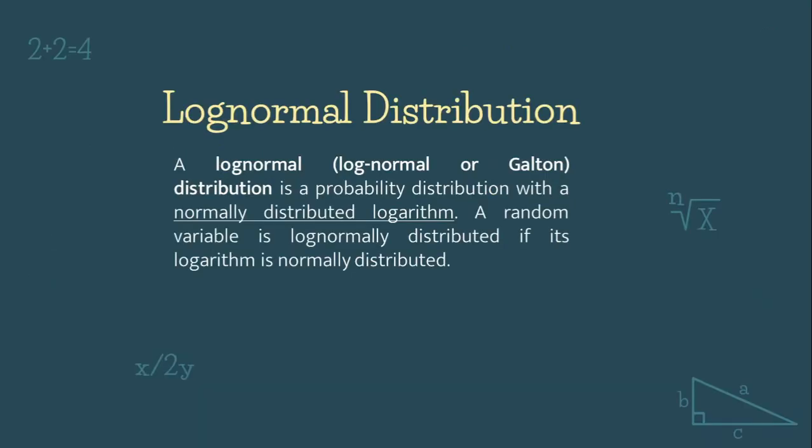Ano nga ba ang log-normal distribution? A log-normal or Galton distribution, another name for it, is a probability distribution with a normally distributed logarithm. Ibig sabihin, ang log-normal ay composed of normally distributed logarithm. A random variable is log-normally distributed if its logarithm is normally distributed. Masasabi nating ang random variable, may it be x, y, etc., ay log-normally distributed kung ang logarithm niya nga ay normally distributed. So sa next slide, hihimayin natin yung definition niya para mas maintindihan.